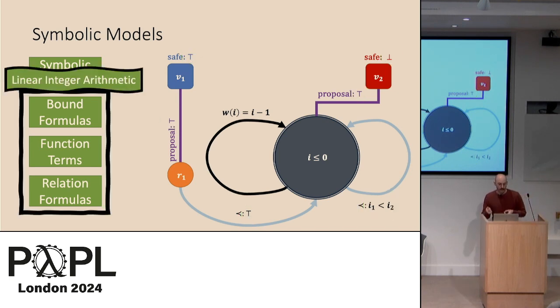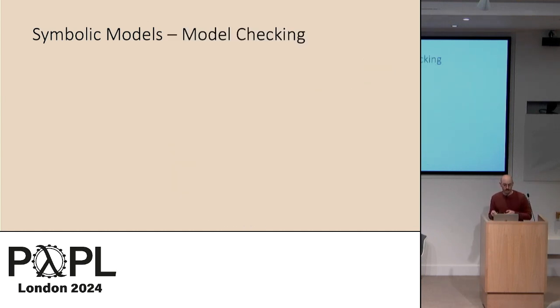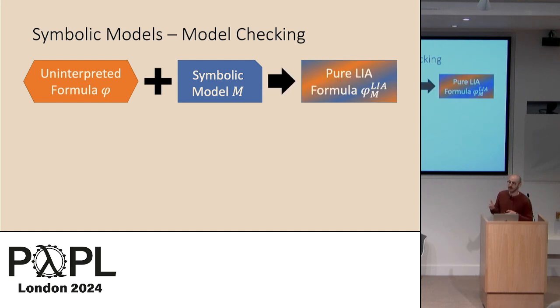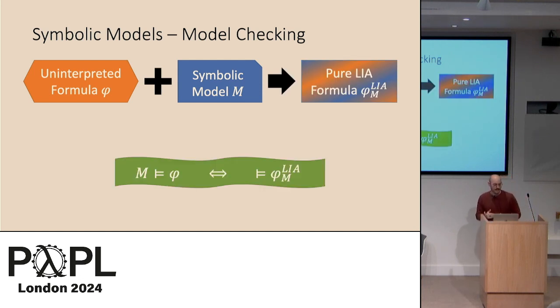All of the symbolic parts of the model are defined using the language of linear integer arithmetic, or LIA. And I want to stress that this is not an abstraction. This is a finite representation of the exact infinite model we saw before. This is just a shortened way to present the same model that we had before. And this definition of symbolic models allows us to check satisfaction of FOL formulas. Given a formula phi and a symbolic model M, we construct a pure LIA formula, phi LIA M, such that the LIA formula is valid if and only if the model satisfies phi.